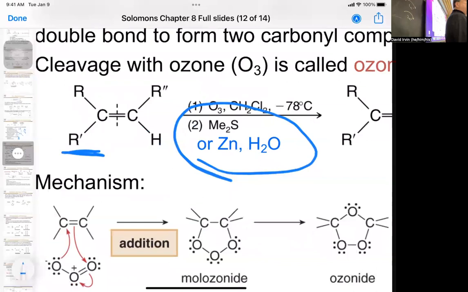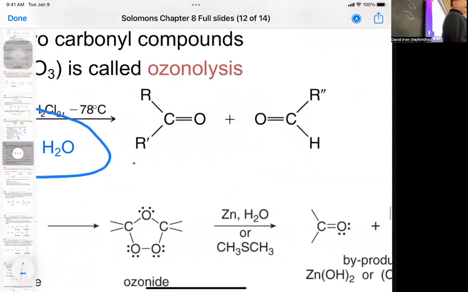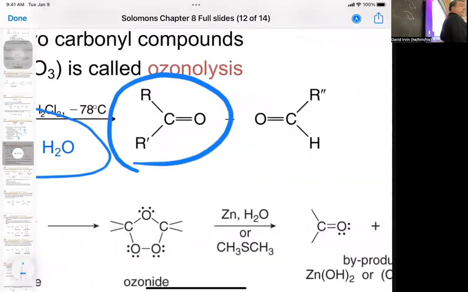This side has a hydrogen on it. And because we're using one of these two reagents in the workup, in the second part of the reaction, we can get to aldehydes. So if you look over here, we get a ketone from the one side and an aldehyde from the other. This is important because if we used any other reagent in the workup, like water or peroxide or hydroxide, it's going to give you carboxylic acids or ketones.